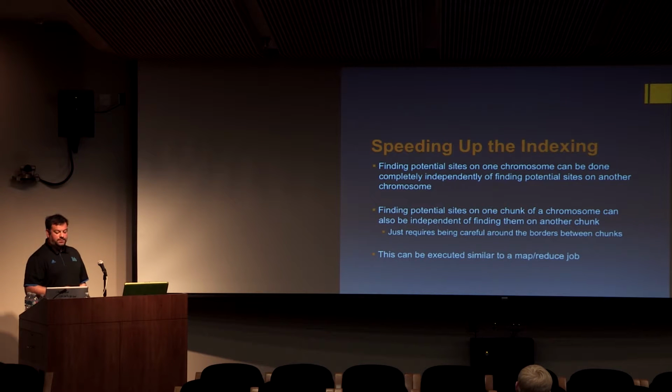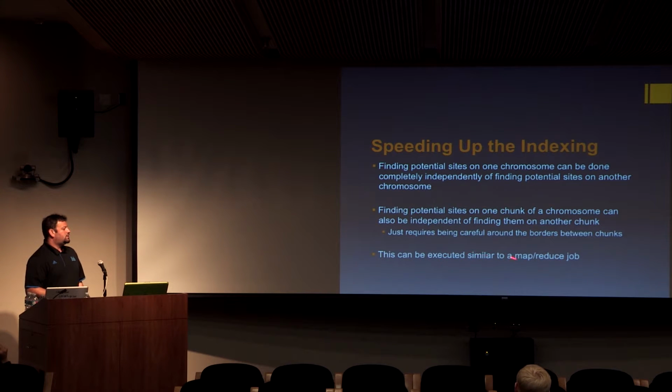But is there a way I can speed up the indexing potentially? So it turns out, yes, there is. I can search different chromosomes independently, because finding a target on chromosome 1 and finding a target on chromosome 21 can be done without any information shared between the two. But I can also find potential sites on chunks of chromosomes. So I can chunk out chromosome 1, which is very large in the human genome, and search different parts of it at the same time. This just requires being a little bit more aware of where the borders are between the chunks.